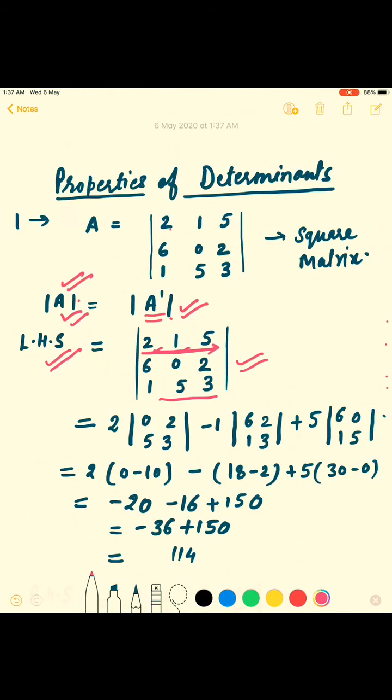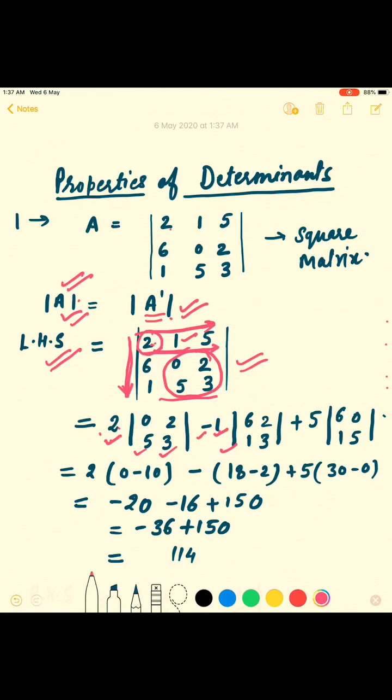How will I expand? First entry, then its minor. Minor means you just leave the row and the column where the entry exists. So what's remaining now is what comes inside the minor. Now the second entry comes with a negative symbol. First entry with positive symbol, then the second entry with negative symbol and its minor.